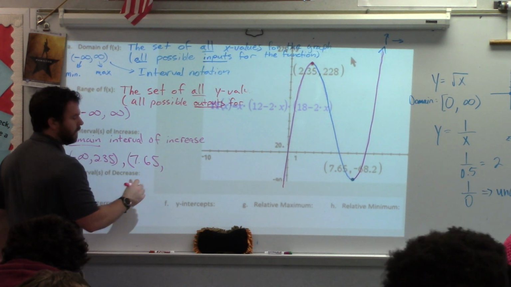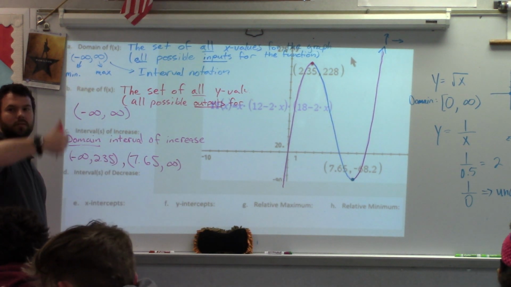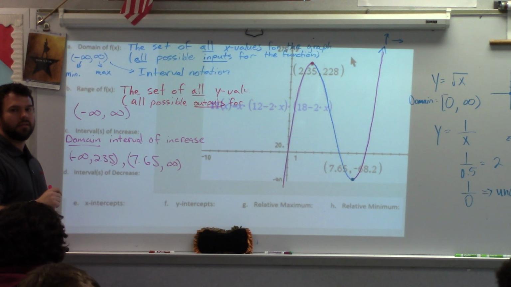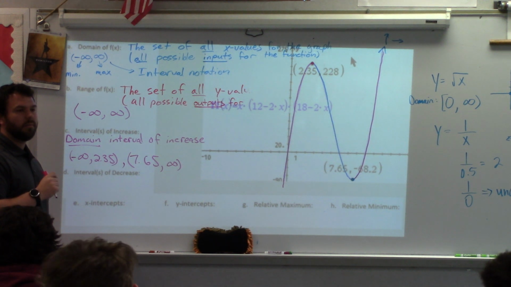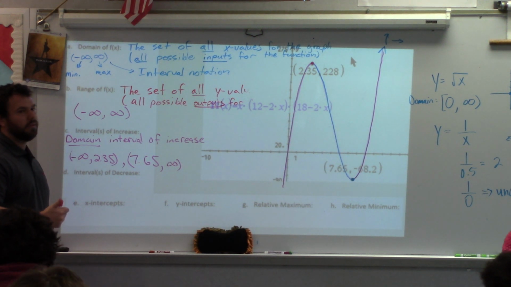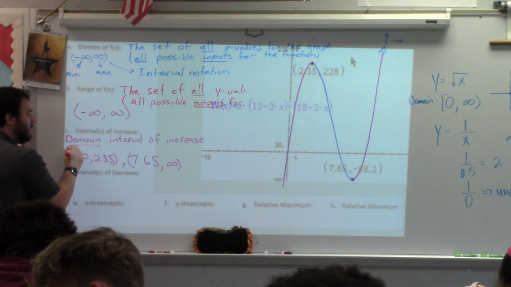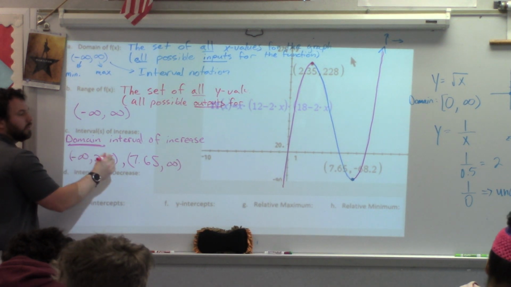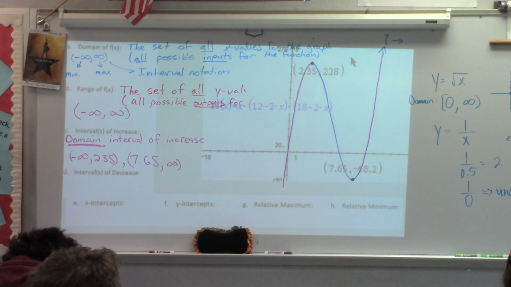7.65 to what? Infinity. Now, it's infinity because it's going up, correct? Sure about that? Yes. I'm going to push back on that a little bit. Think about this again. It's a domain interval of increase. It's positive infinity, but it's not because it's just going up. It's going up and to the right. You've got to remember, yes, it's increasing up, but I need a domain value. The infinity is because it's going to the right as it goes up. You've got to be careful about that. Okay?